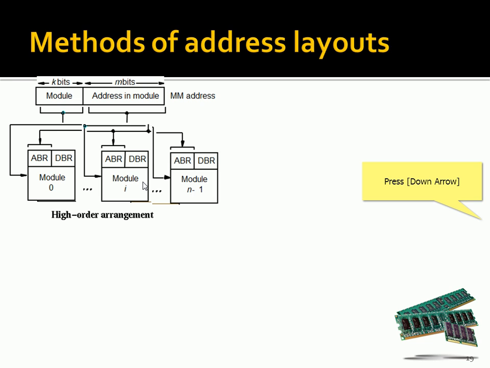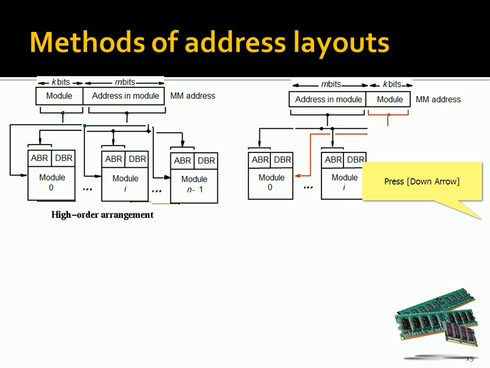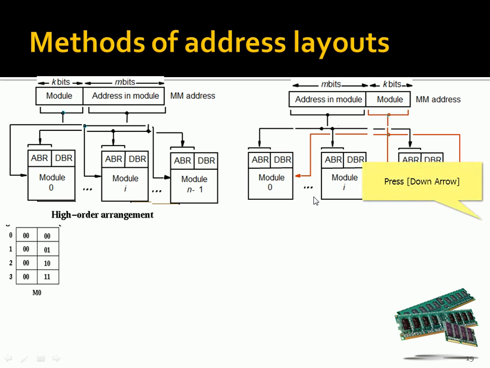So that is the higher order interleaved arrangement. Similarly, in lower order interleaved, the higher bits will be the address in the module, and the lower bits will be just the module number, with m bits and k bits. So we have module 0, module i, and so on. This is the module and the address in the module. So that is lower order addressing.